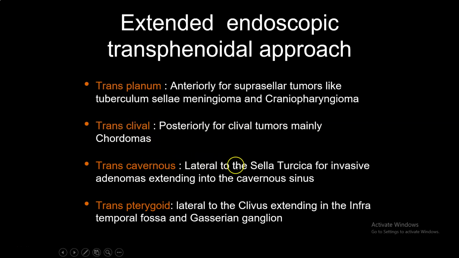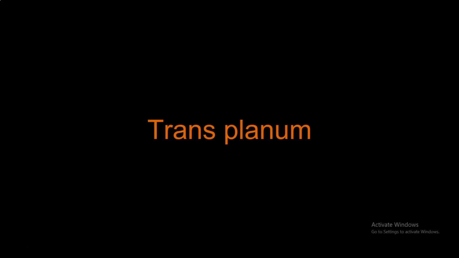If you go laterally to the sella, you go transcavernous to remove invasive adenomas from the cavernous sinus, or sometimes some tumors in the cavernous sinus like cavernomas can be removed from below. If you go lateral and posterior, lateral to the clivus, you will get the Gasserian ganglion, as we said, and the infratemporal fossa. So by extension of the classic transsphenoidal approach, we can reach suprasellar regions, clival regions, cavernous regions, the middle fossa, infratemporal fossa and Gasserian ganglion. This is what we call extended endoscopic transsphenoidal.